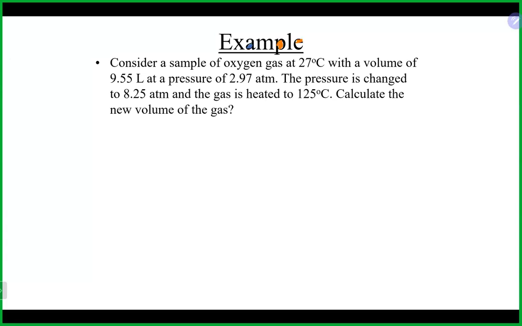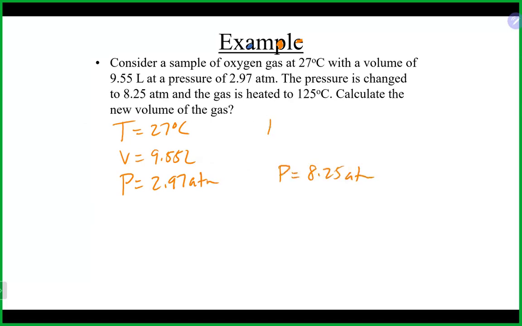Okay, so again, if we pull up the information here, we have a temperature here at 27 degrees Celsius. We have a volume that is 9.55 liters, and we have a pressure that is 2.97 atmospheres. We have another pressure here that is 8.25. We also have another temperature of 125 degrees Celsius. And finally, we are looking for a volume. So again, just looking at that, that should really point you to the combined gas law, which pretty much has all those guys in it.